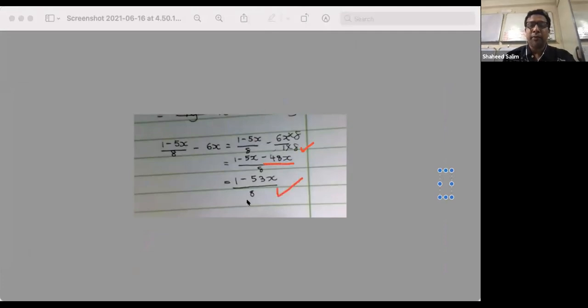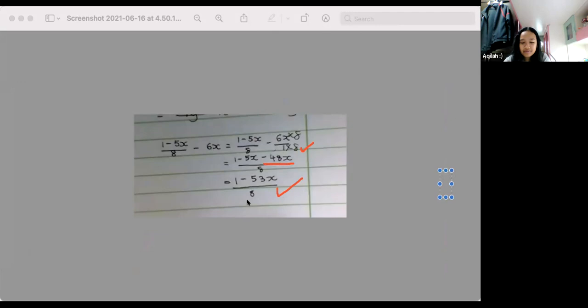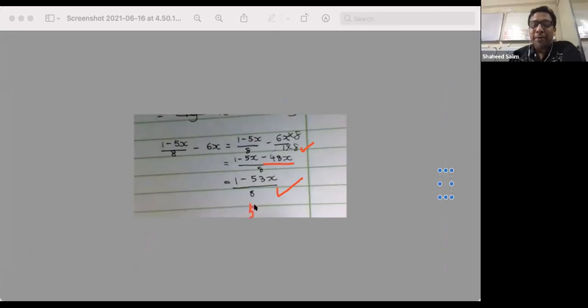But just now you said 53x minus 1. How can you read it the wrong way round? Yeah, I mixed up a bit. Okay. If you say 53x minus 1, this one is correct. The answer is correct. That means 53x is positive, 1 is negative. This one, the 1 is positive, 53 is negative. So your answer is correct. The only thing is the reading is reversed. Okay.